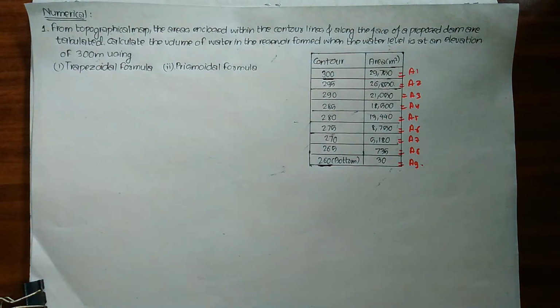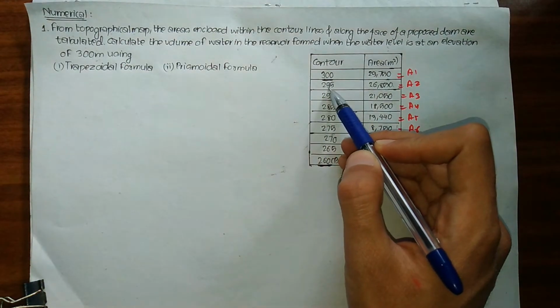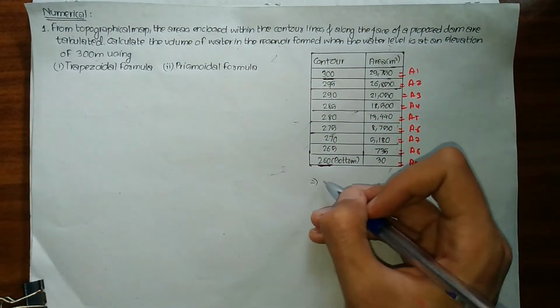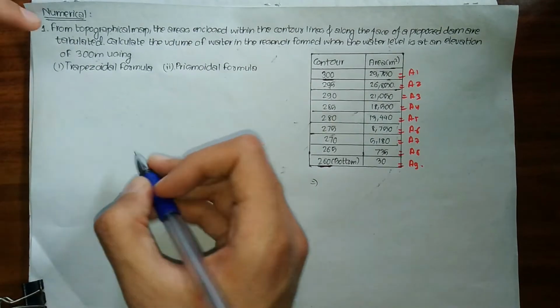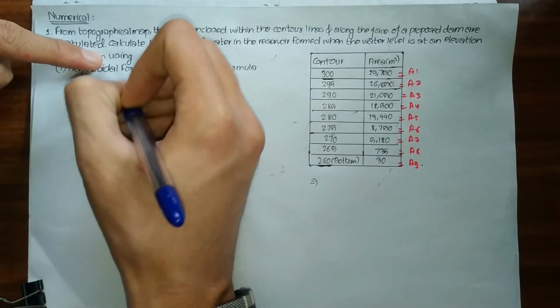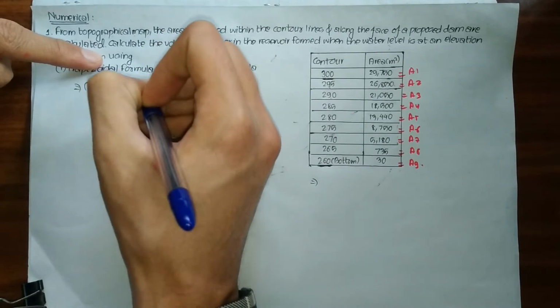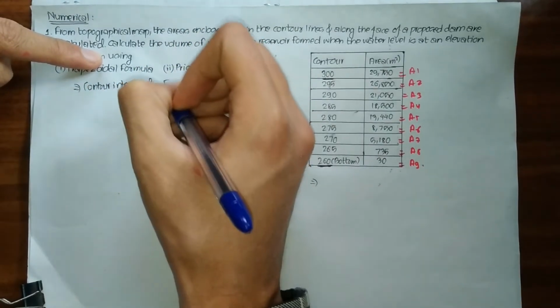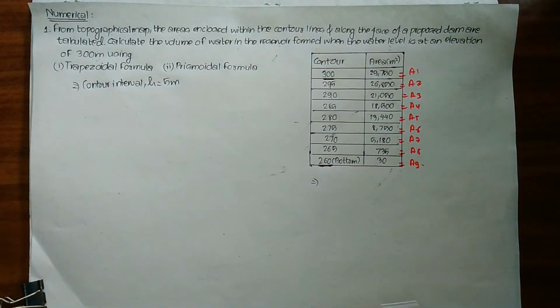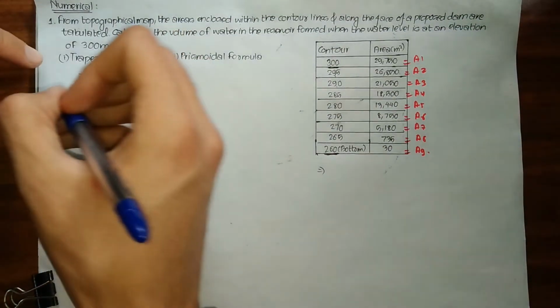Next, what you can see here is I have my contour of 300 meter, and next is 295 meter, 290 meter. So from this, what you can see written right over here is my contour interval, which I denoted as h. Contour interval h will be simply equal to 5 meter. 300 minus 295 is 5 meters. So firstly, we are going to use our trapezoidal formula.